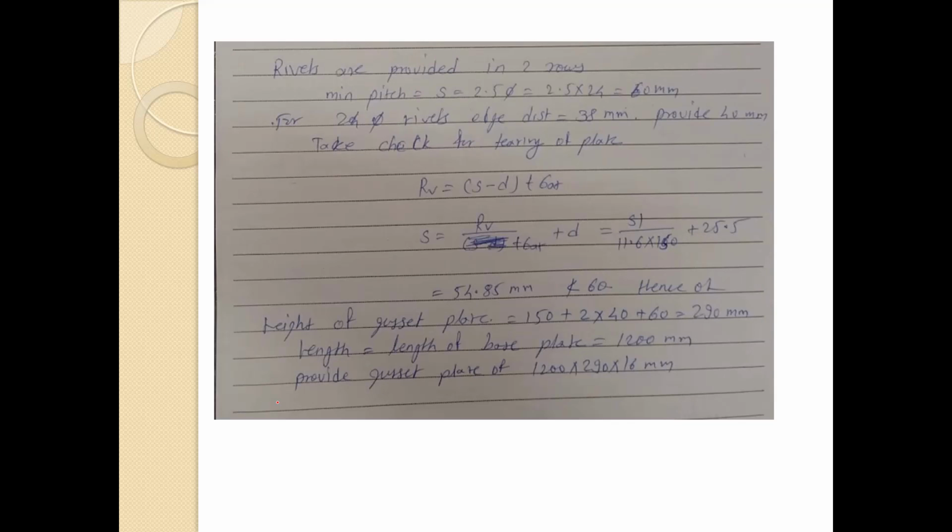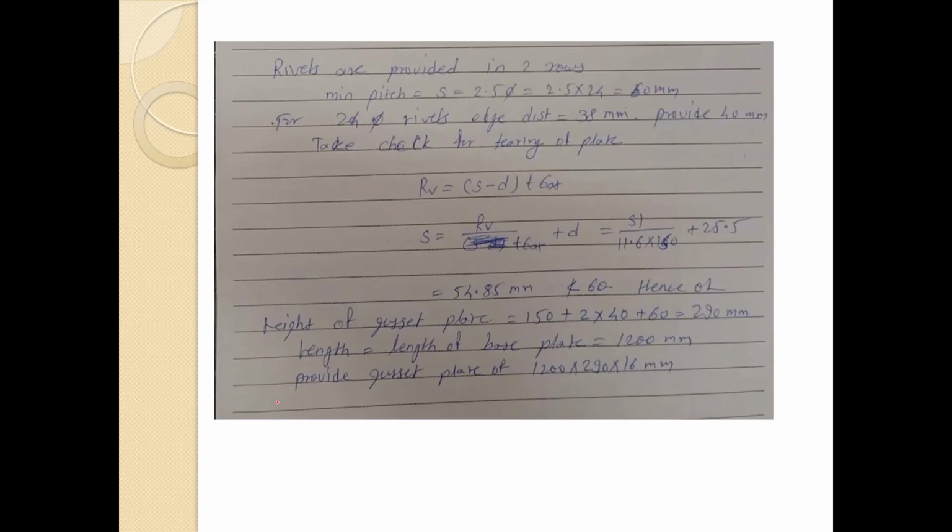So the rivets are provided in two rows. The minimum pitch, we know, is S equals 2.5 into d, so 2.5 into 24, that is 60 mm. So for 24 mm diameter rivets, the edge distance is 38 mm. So provide a 40 mm edge distance.